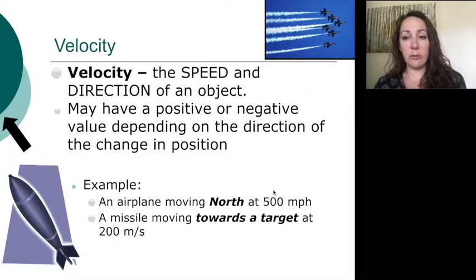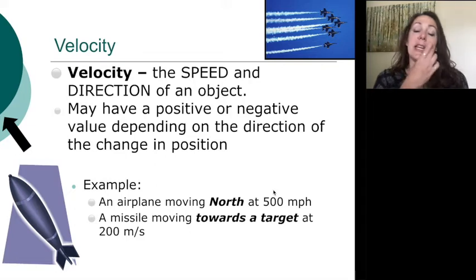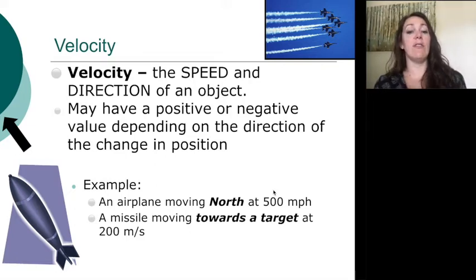So let's look at the difference between speed and velocity. Velocity is the speed and direction of an object. So we are looking at how quickly it's moving and what direction it is moving in. It may have a positive or a negative value depending on the direction of the change in position. So for example, an airplane moving north at 500 miles per hour, that is velocity. A missile moving towards a target at 200 meters per second, that's velocity. Towards a target is the direction.